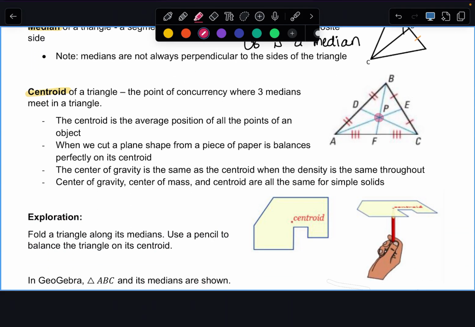And here's kind of the cool thing about centroids. It's a little bit different from all of the other centers of triangles because this one is the average position of all of the points on this plane or on this triangle.